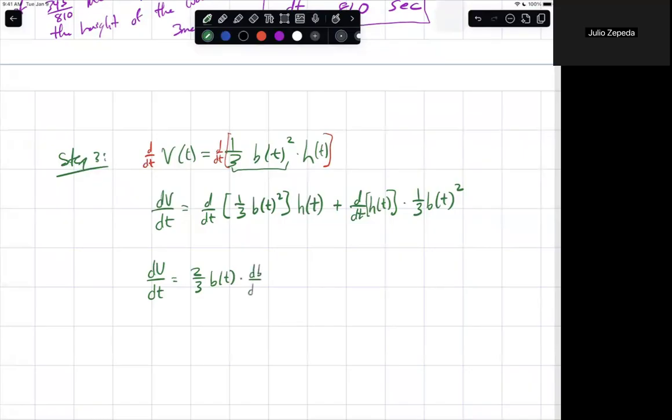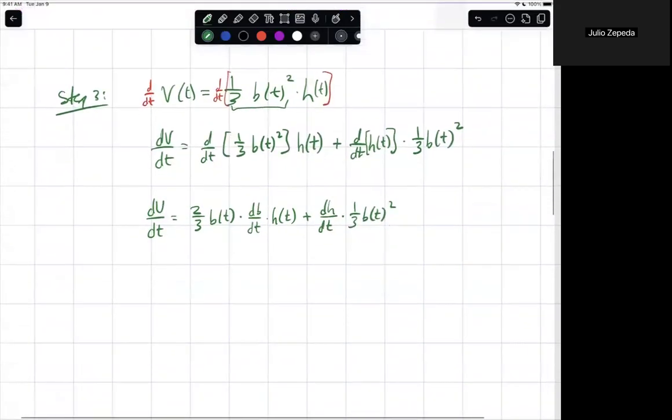db/dt times h of t, plus dh/dt times 1/3 b of t squared. That's why in class, for the most part, we just wrote b or h and kept in mind that they're functions of time. So let's go ahead and drop that b of t notation and just write b and h.